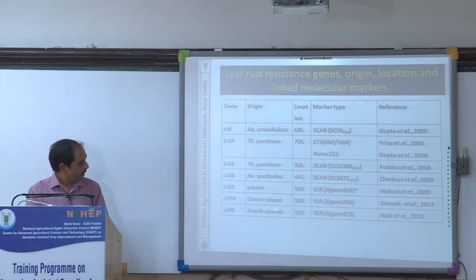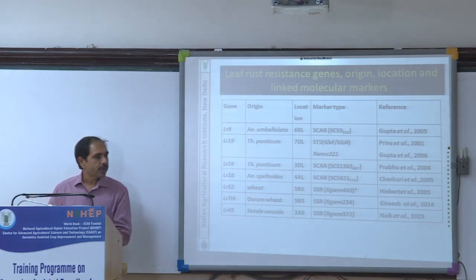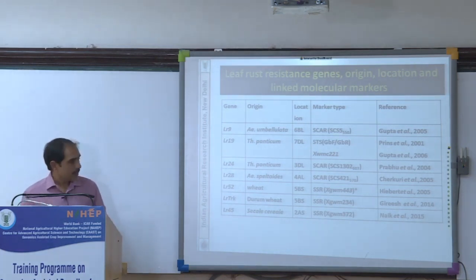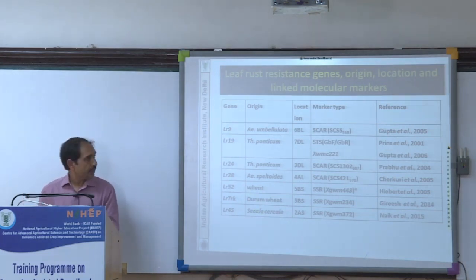And LR45 is a gene from sickle cereal, and we developed very robust markers for this resistance gene in our lab. So this can also be used in marker assisted breeding. But if you see, except this gene, these are from wheat, and the remaining are from wild or some related species.